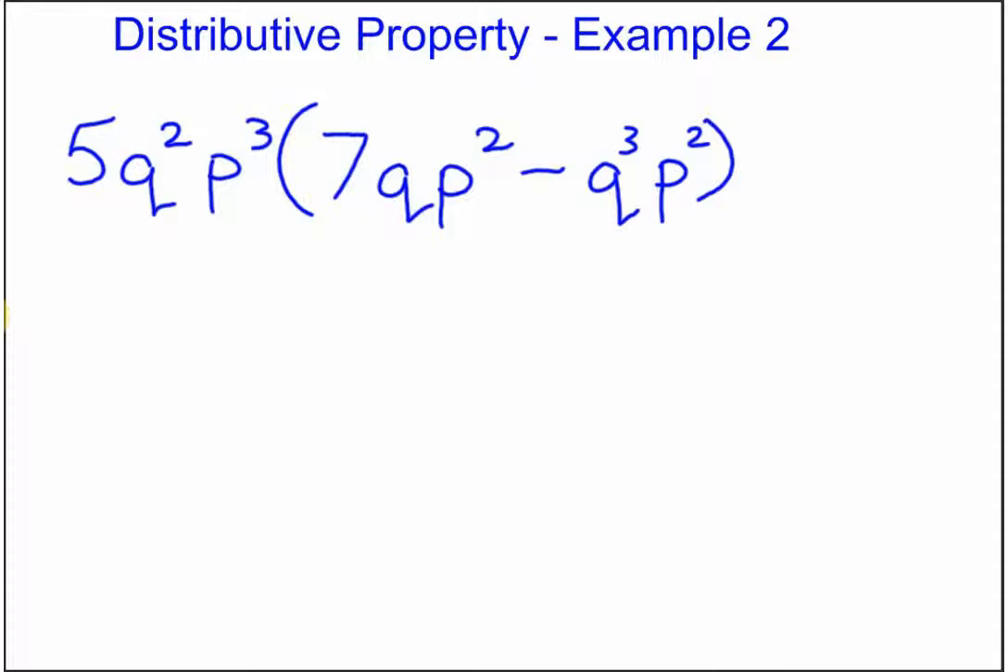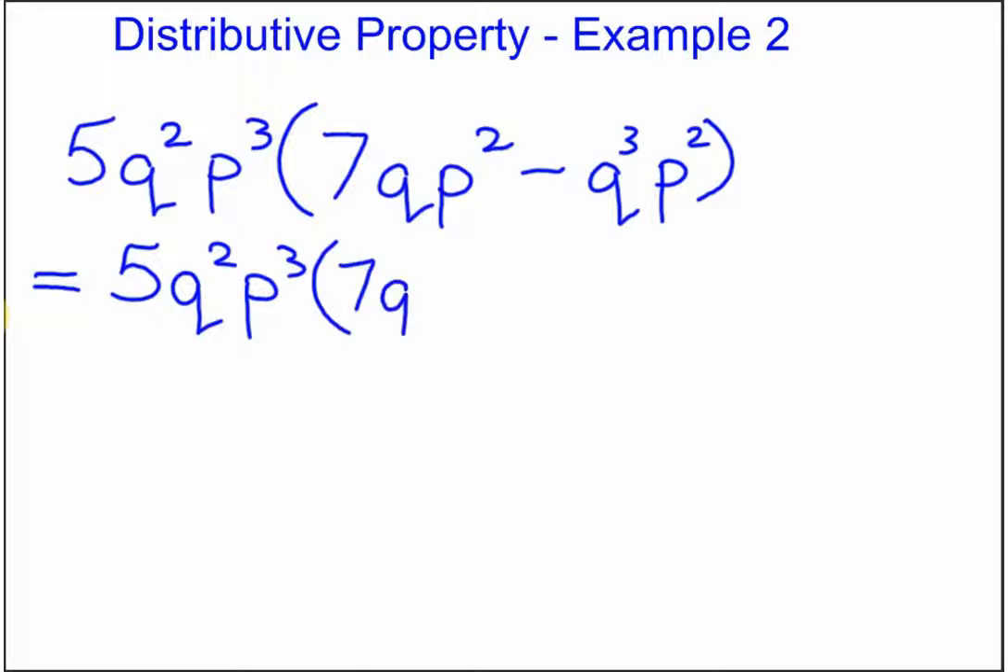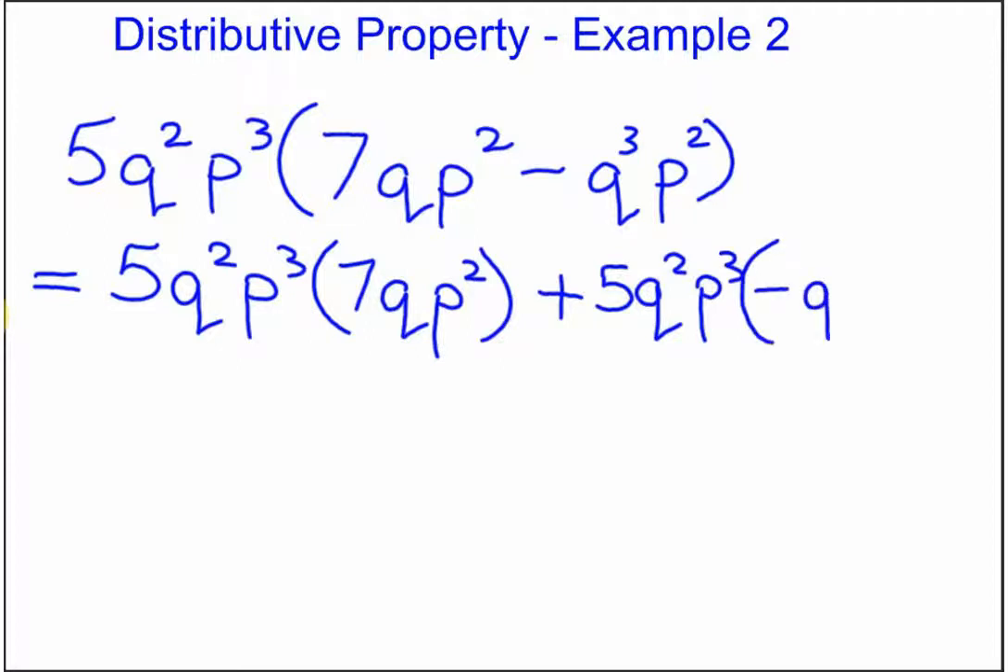Let's get started. So remember that with distributive property, the term that's in front must get multiplied by each and every term that's in the bracket that immediately follows. And so our next line will look like this. 5q squared p cubed times 7qp squared, and also 5q squared p cubed times negative q cubed p squared.